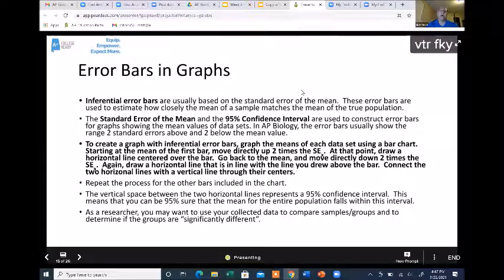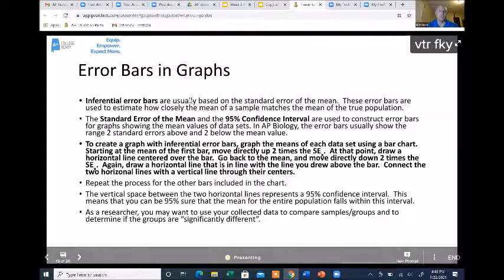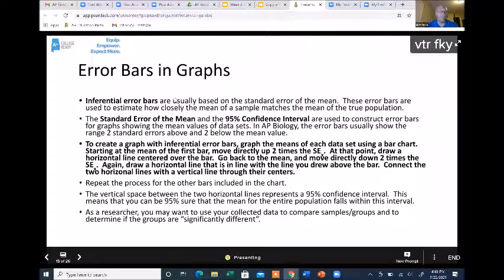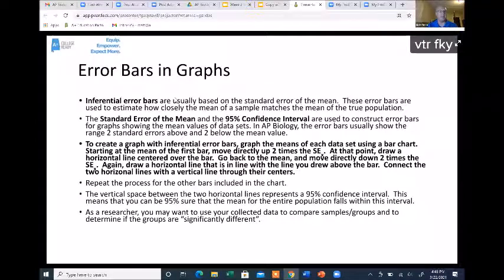All right, so the types of error bars that we're going to use are called inferential error bars. And an inference is like a prediction, right? So we're going to use them to make predictions. They're going to allow us to measure the mean of a true population, the big group, from a small sample. And we're going to use the standard error of the mean to create what are called 95% confidence intervals.